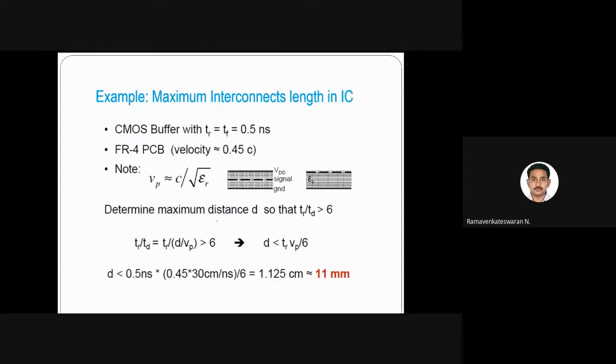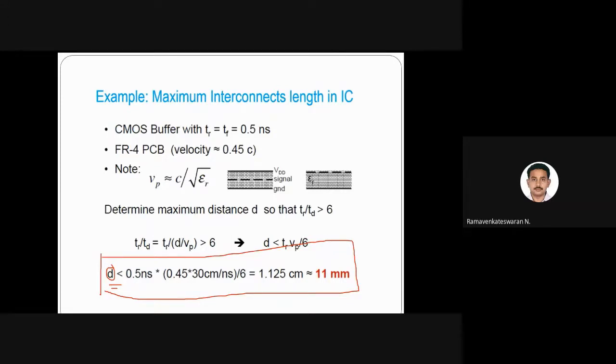Again, the interconnect in ICs also, we should take care of these designs. So the physical dimension of the interconnect should be taken care of. I'm skipping the intermediate calculations, but you can see some factor should decide the distance between these two interconnects. I cannot keep on increasing the distance between one IC and another IC. There should be some maximum distance.